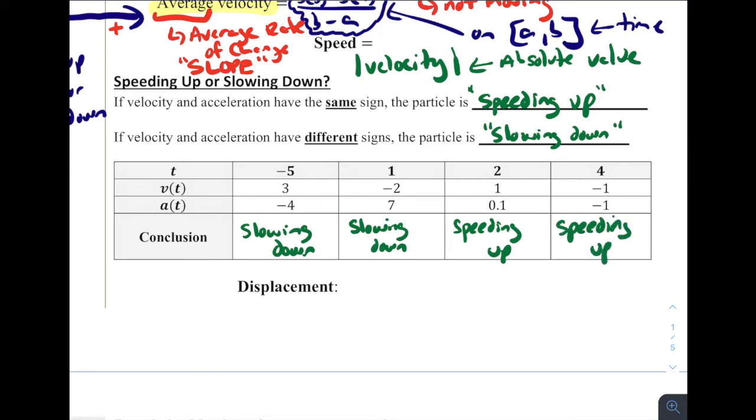And what we actually think about in terms of physics in this case is we say that it's speeding up in the negative direction, right? This has a negative velocity and a negative acceleration. It's speeding up in that negative direction while this is speeding up in the positive direction.